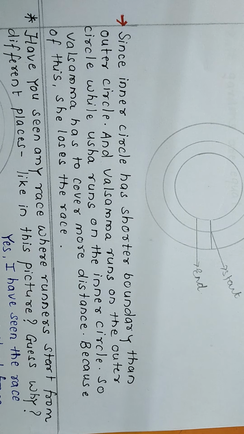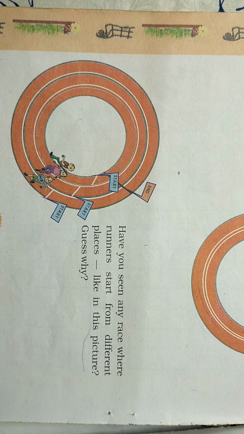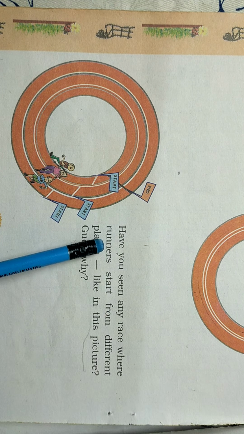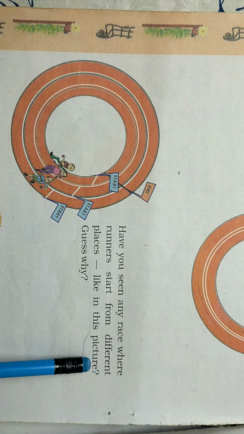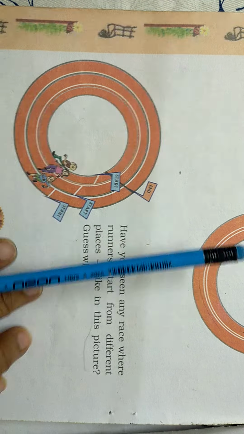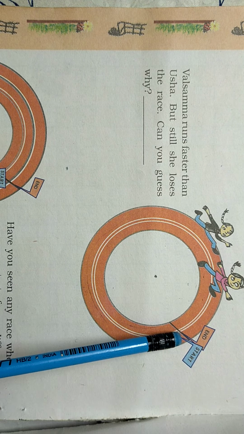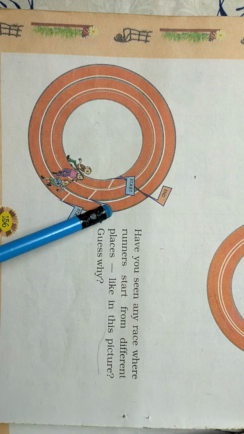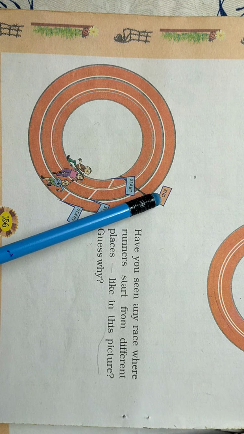After that, another question is given on the same page number 156. Have you seen any race where runners start from different places? Like in this picture, guess why? Can you see they are standing on different places? Here, the starting point is the same for both participants. But here all the three participants have to stand on different places and the end point is the same.